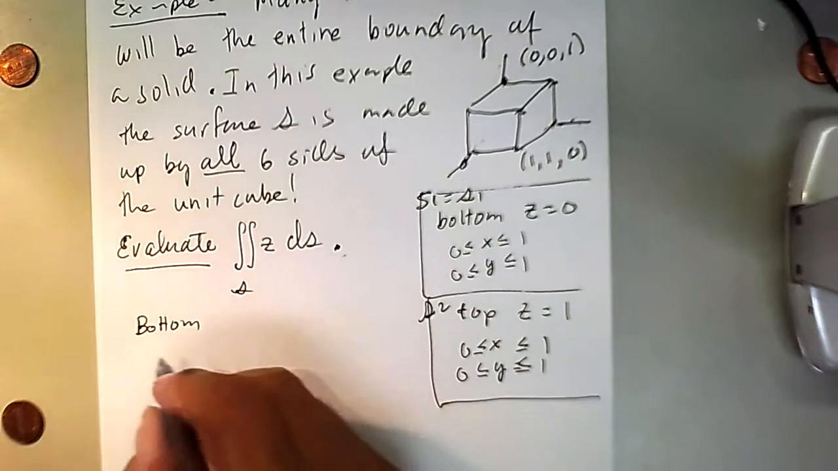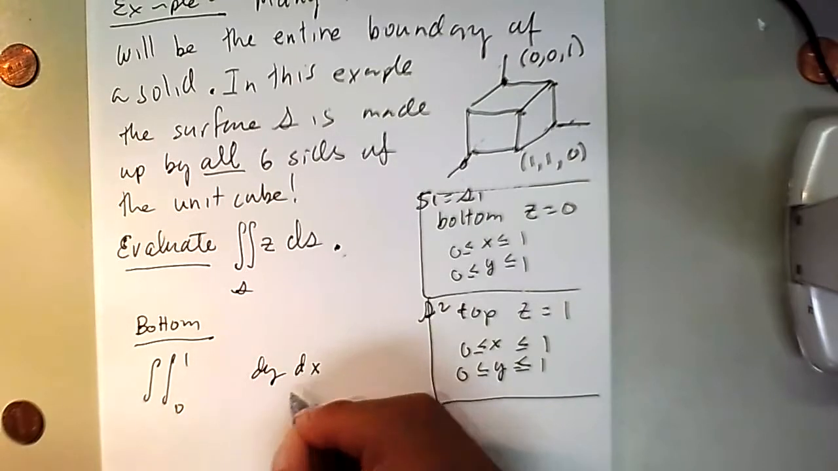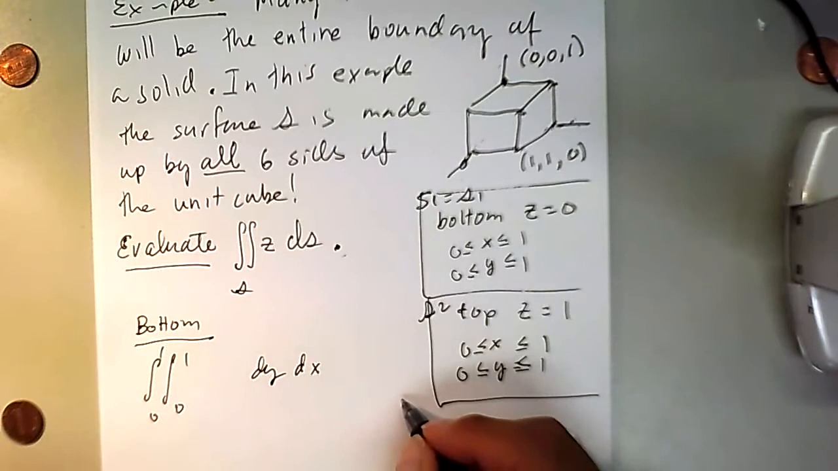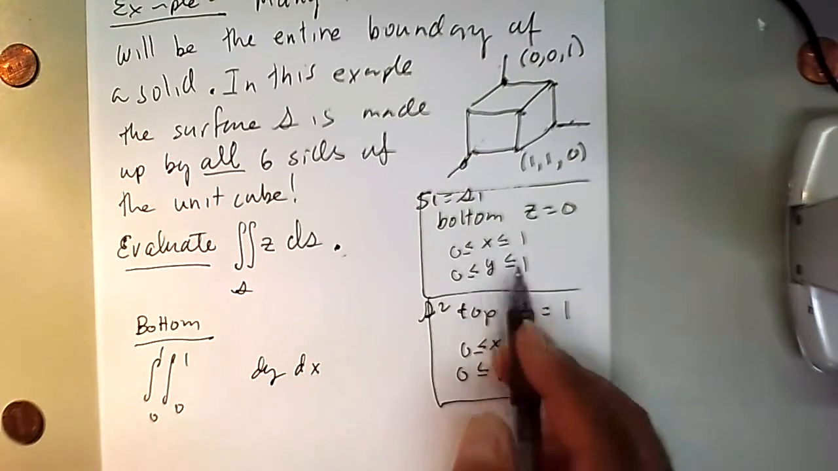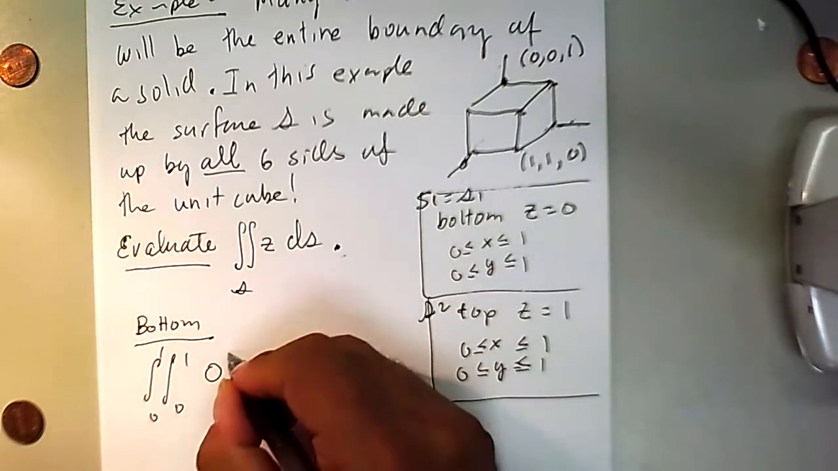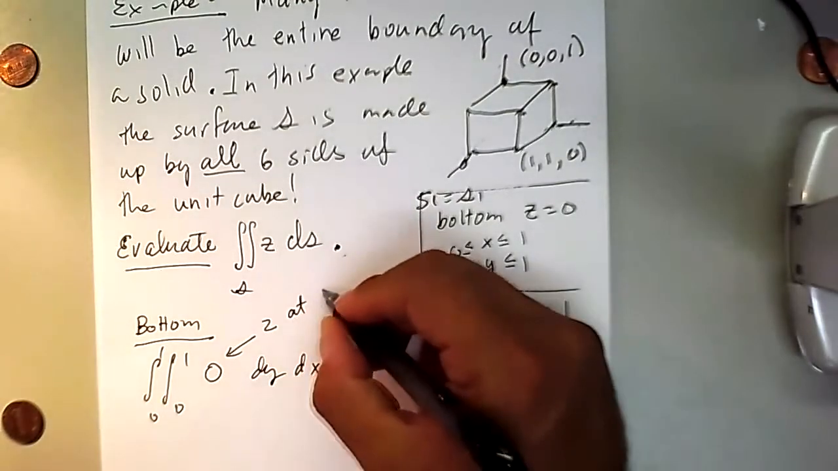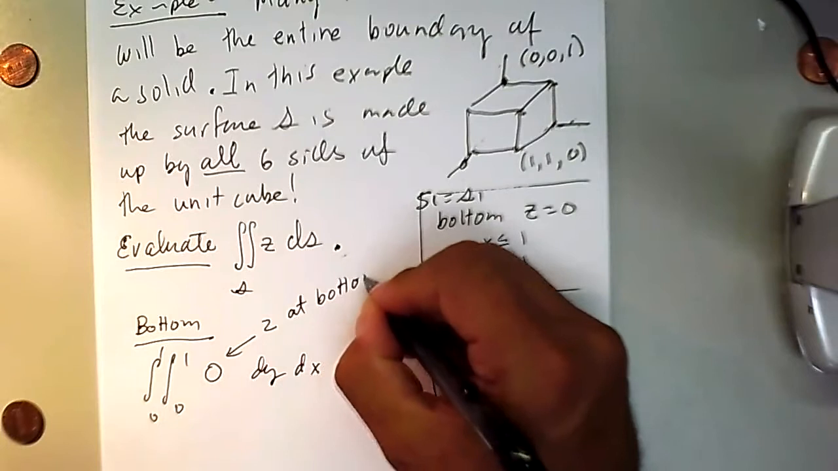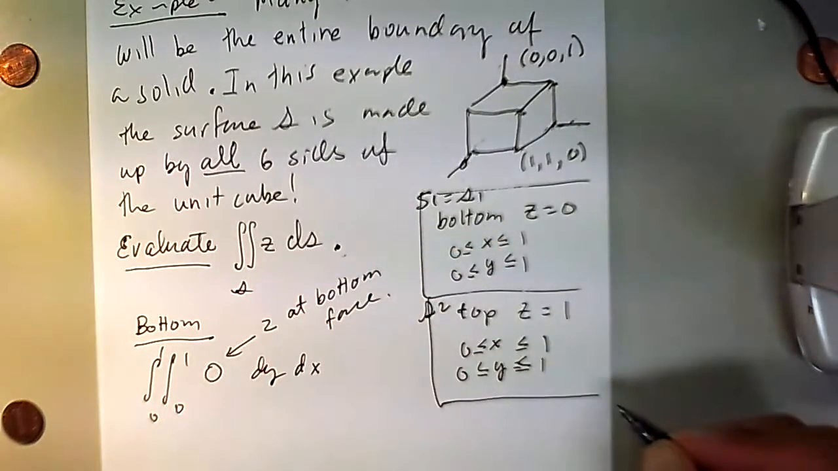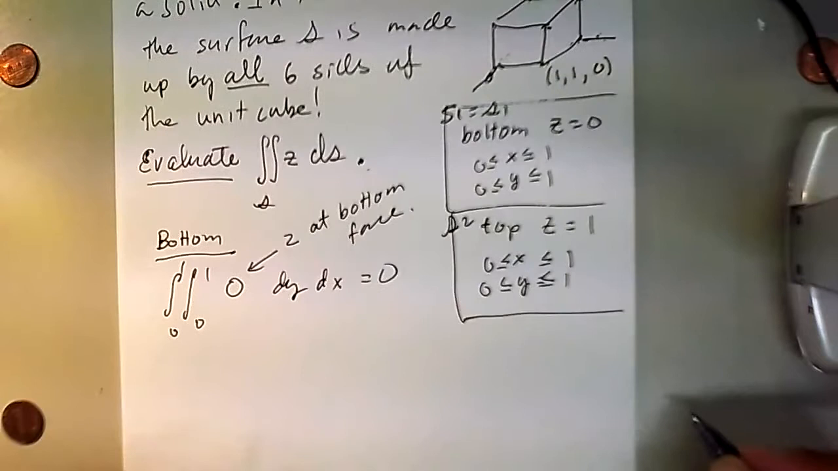Bottom, yep. We're going to double integrate as y goes from 0 to 1, and x goes from 0 to 1 as well. But what is z at the bottom? Well, z is 0. So we're going to integrate a big 0. That's what z is at the bottom face. So the answer, of course, is going to be 0. Okay, that wasn't too bad. We have to do 6 of those. 1 down, 5 to go.